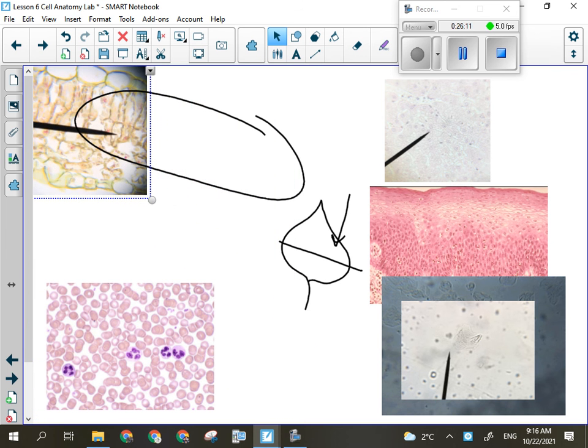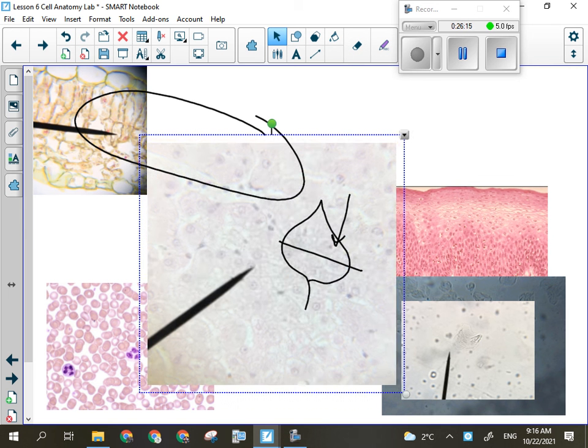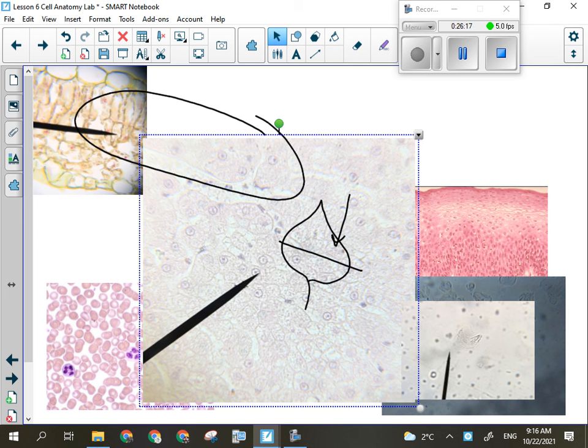Okay, when we're looking at the animal cell, we're going to be looking at what's called stratified squamous epithelium. If you've ever dusted your knuckle and peeled it back, it's that red skin underneath that stings like crazy. That's stratified squamous epithelium. That's what you're going to be looking at under the microscope.